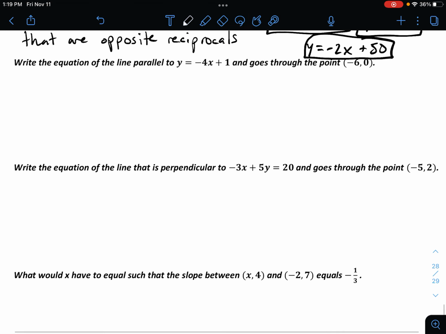All right, next up, we're going to write the equation of a line that is parallel to this given line, but it also has to go through this point -6, 0. So we kind of have two requirements now. So when I think about this new line that we're going to make, here's the new line information. The slope of the new line, well, we know that to be parallel, it has to have the same slope as my given line. So I know the slope has to be -4.